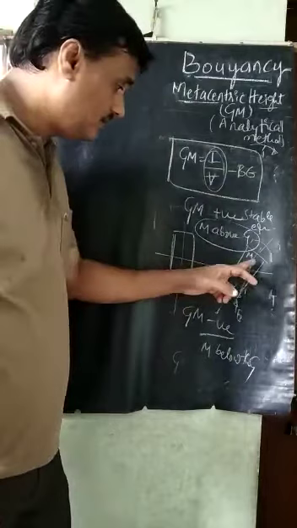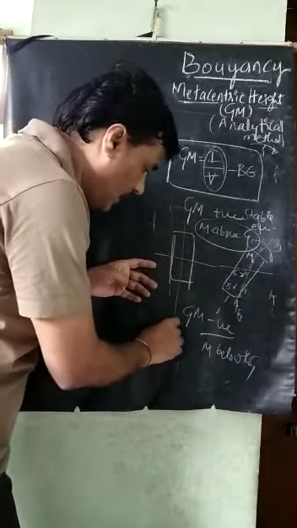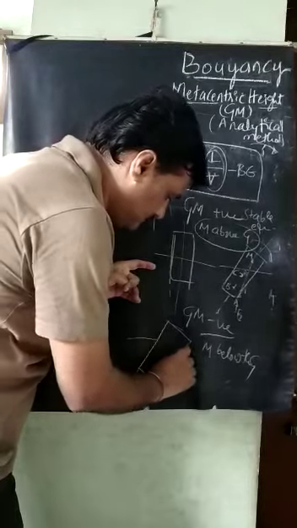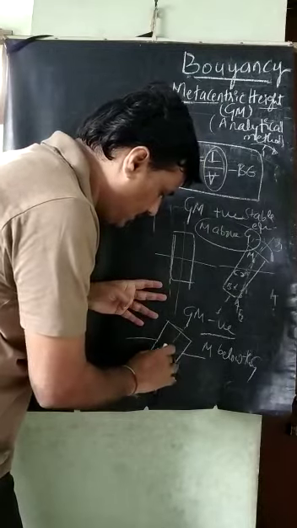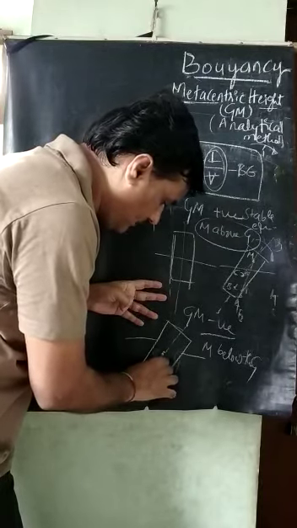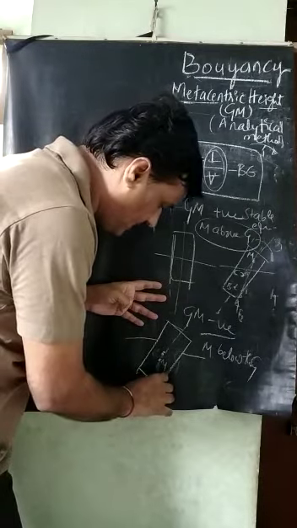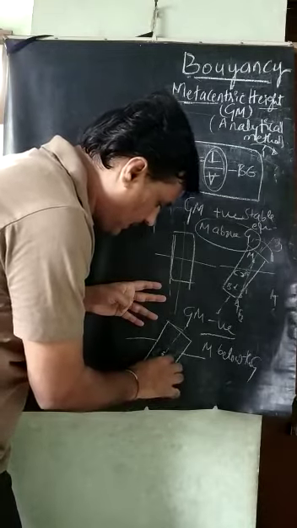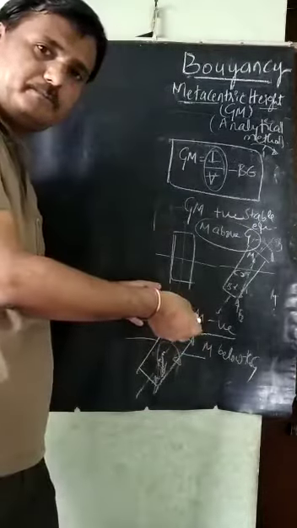What happens when M comes below the G? Let us see in the diagram. In this diagram, when M comes below the G, what will happen? See this one. It is G here, so I will take M below the G. M comes here, and somewhere FB is here. Somewhere the G is here. So what happens? The couple created by this is in the same direction as the disturbance direction. See this one now.